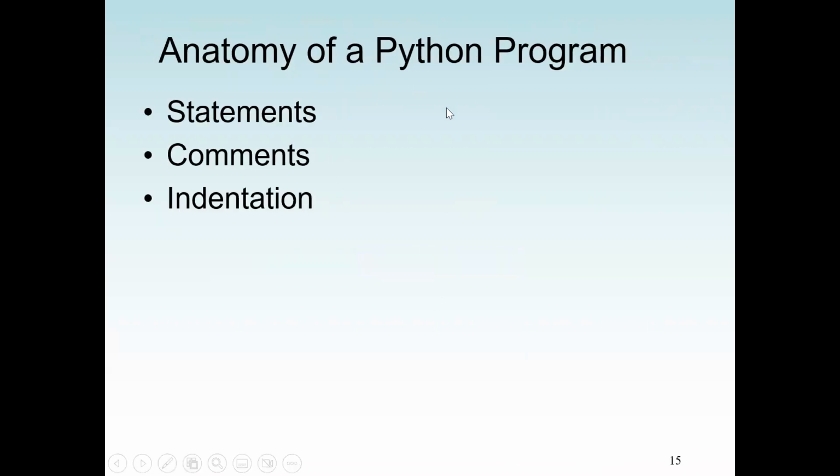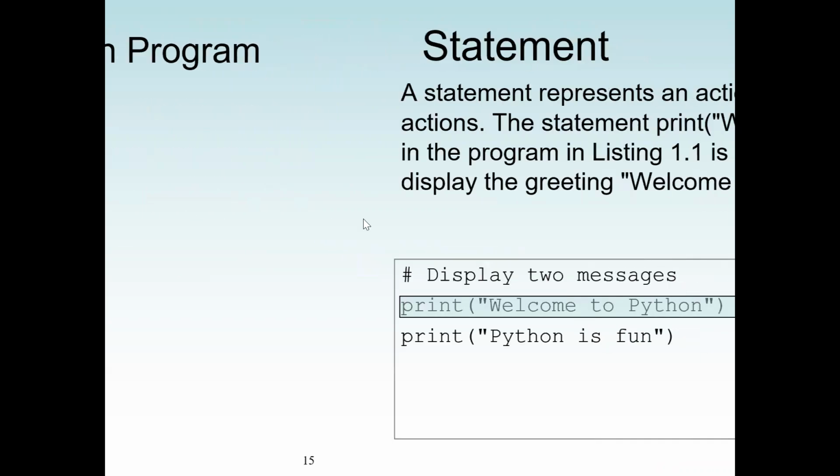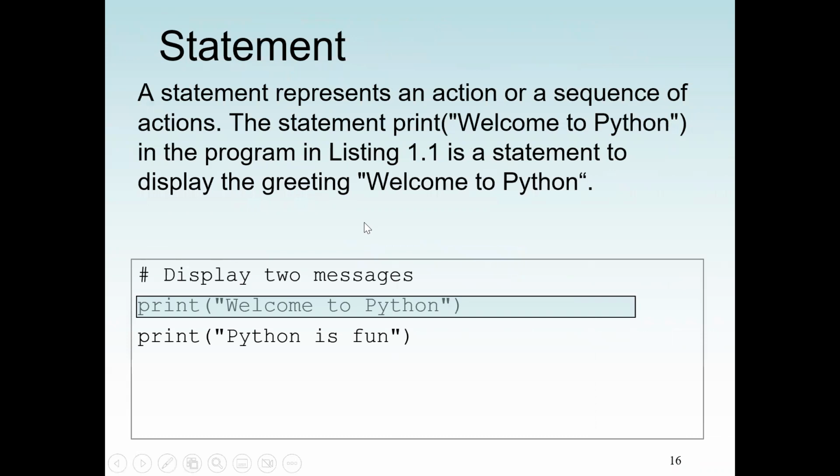So, anatomy of a Python program. As we said earlier, a Python program consists of statements, comments, and indentation. A statement represents an action or a sequence of actions. For example, we have the statement print "Welcome to Python". That's an action or a task that needs to be done. In this case, we want to print "Welcome to Python" on our screen.